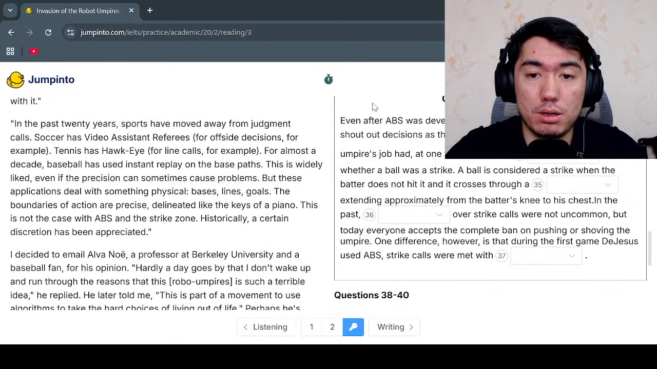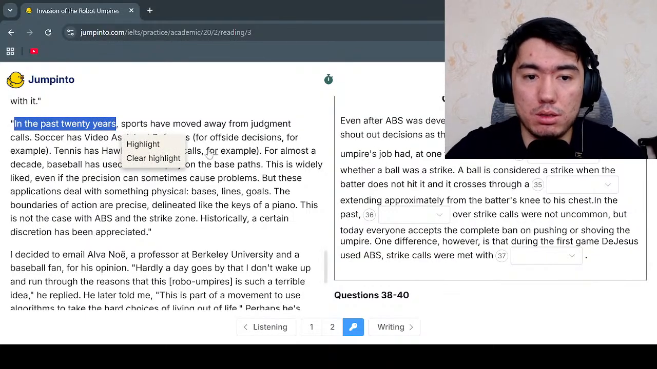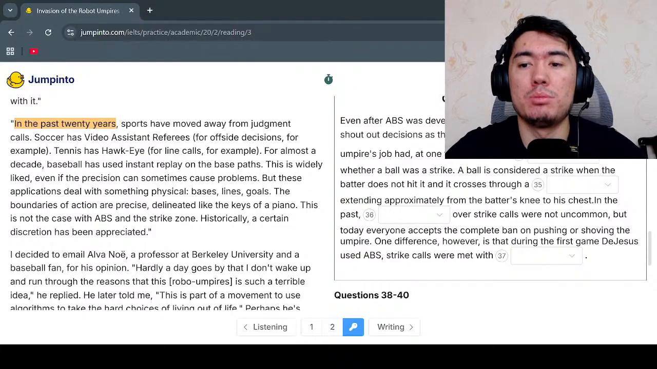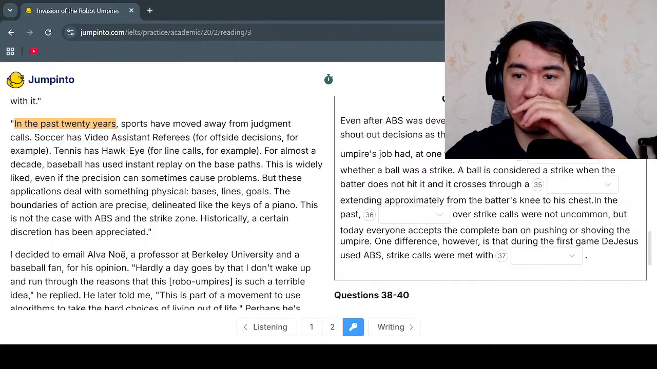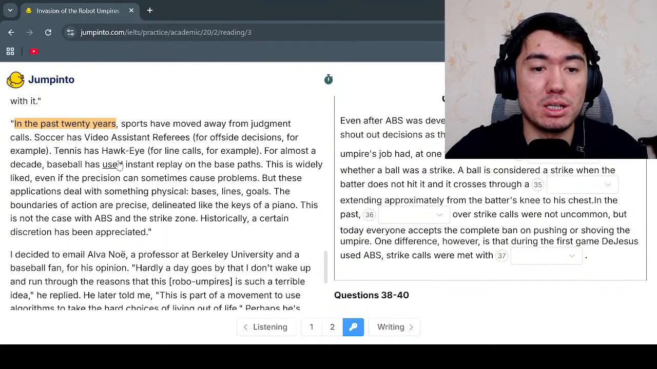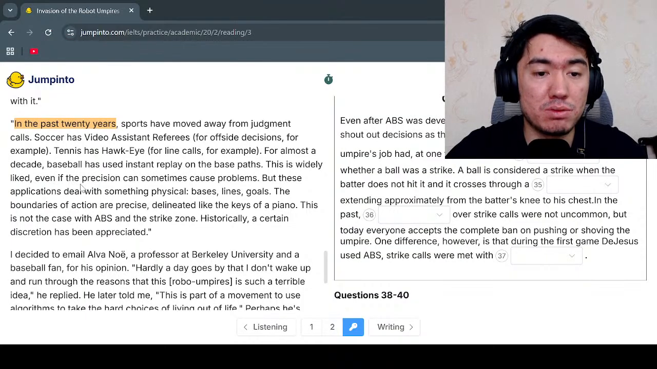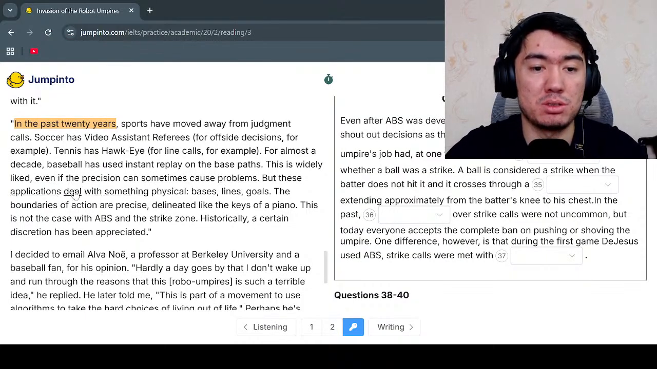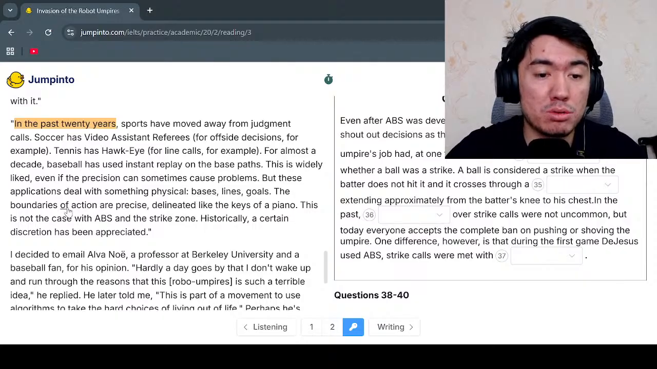Even after ABS was developed, MLB still wanted human umpires to shout out decisions as they had in their past. VAR has been used for offside decisions, for example. Tennis has Hawkeye. For almost a decade, baseball has used instant replay. This is widely liked, even if the precision can sometimes cause problems, but this application still is something physical. The boundaries are precise, delineated. This is not the case. A certain discretion has been appreciated.